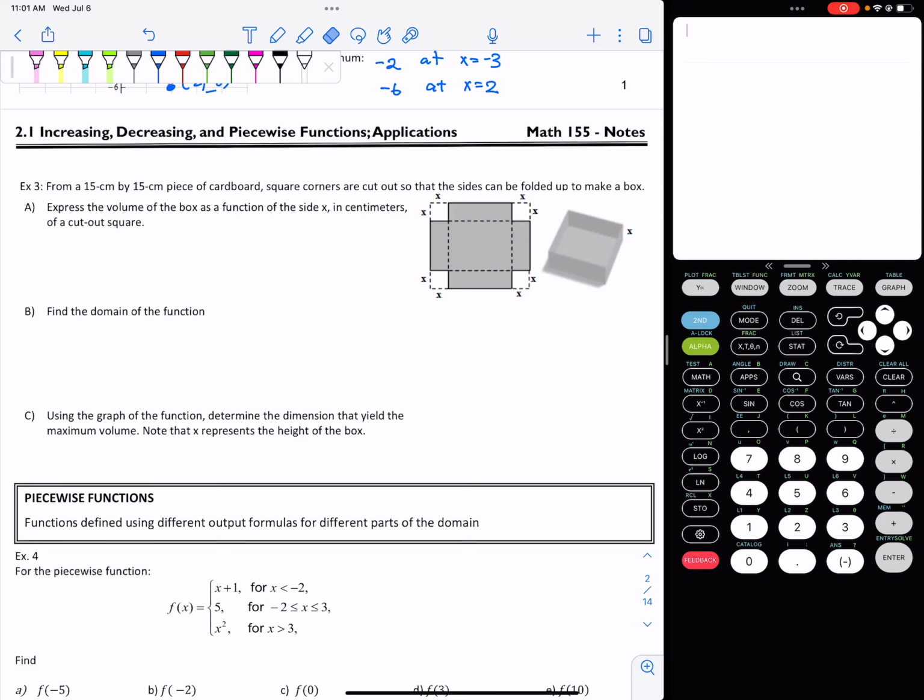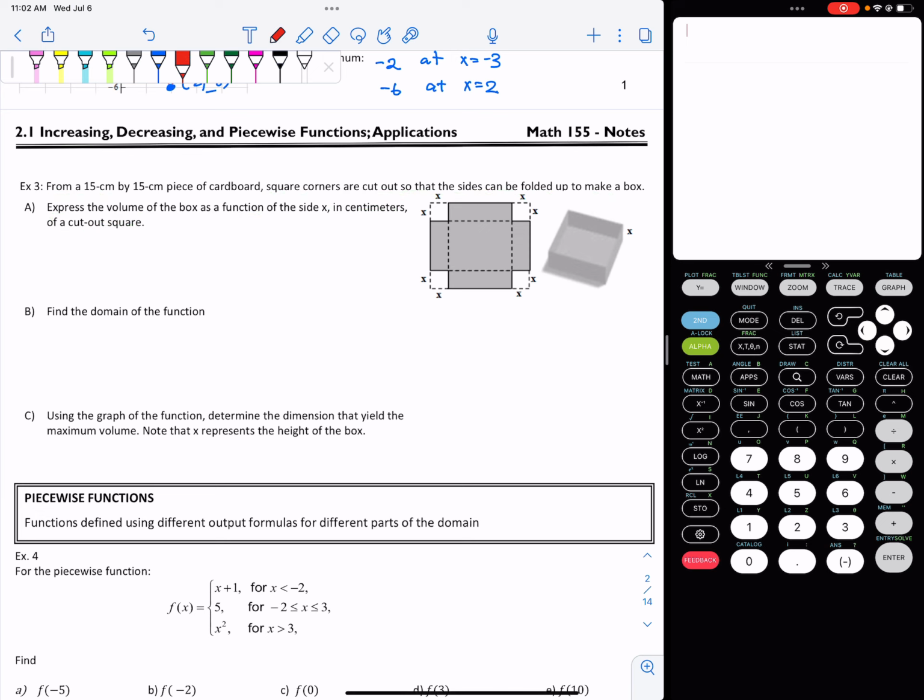In this video, we will go over an example of maximizing volume. In this example, from a 15 centimeter by 15 centimeter piece of cardboard, square corners are cut out so that the sides can be folded up to make a box. Express the volume of the box as a function of side x in centimeters of a cutout square.